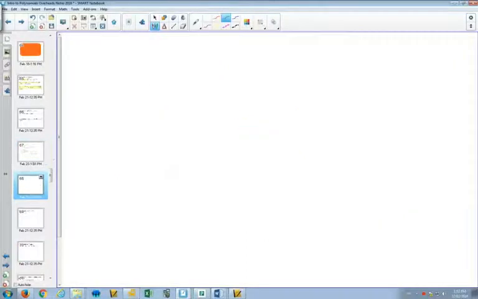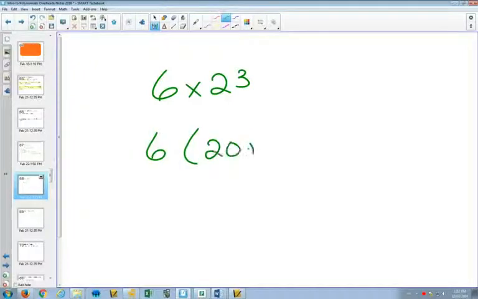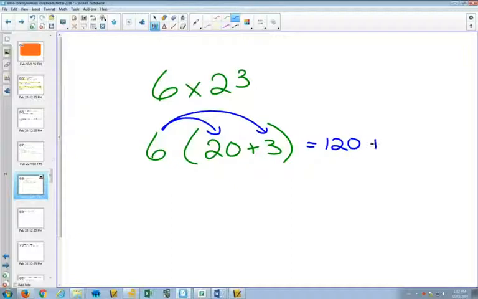So if we did another example, 6 times 23, it might be easier to do 6 times 20 plus 3. 6 times 20 would be 120. And 6 times 3 would be 18.